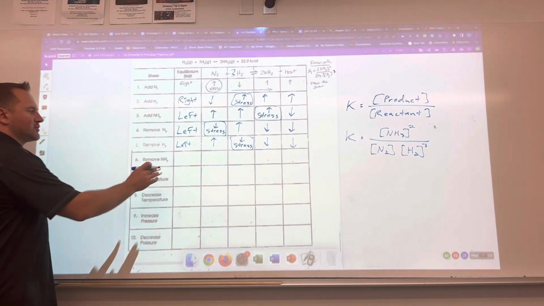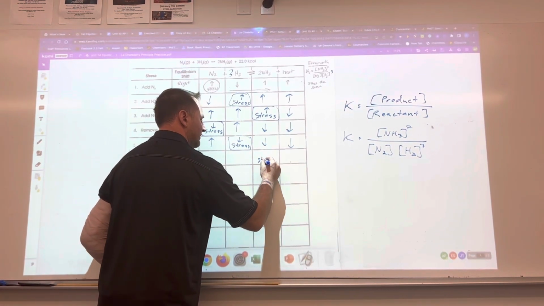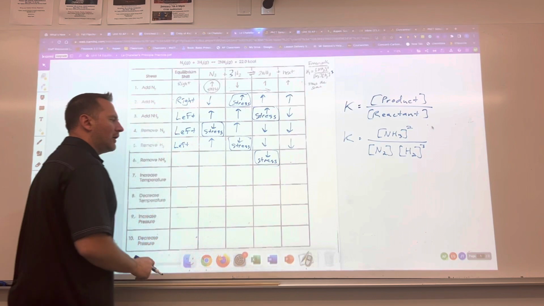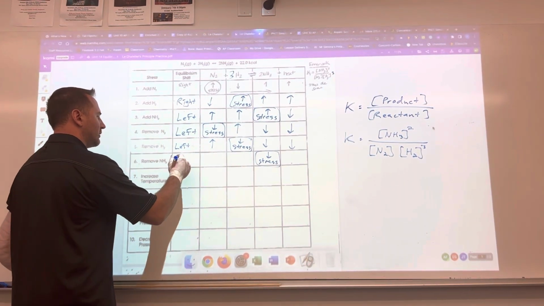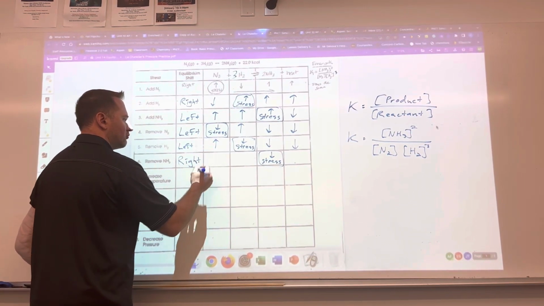Now in the next case, we're going to remove ammonia. So we're removing a product. That is our stress. As that goes down, it's going to shift the reaction to the right because we have less product than we should at equilibrium. So it's going to favor going to the right.